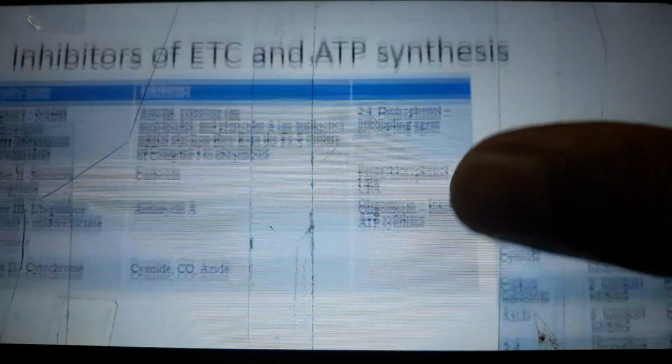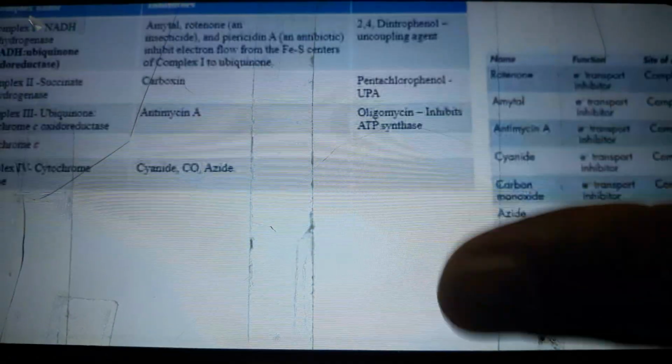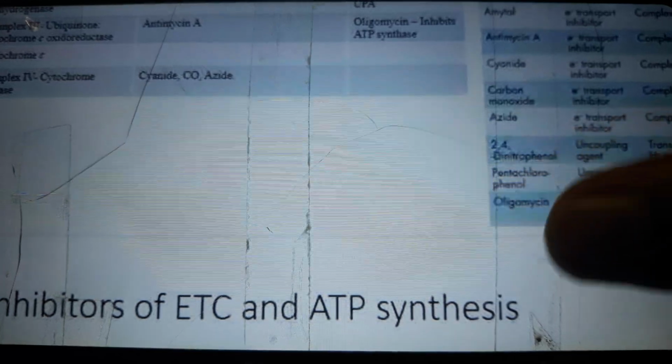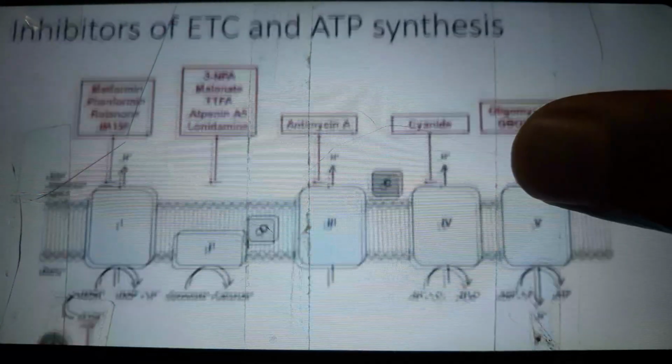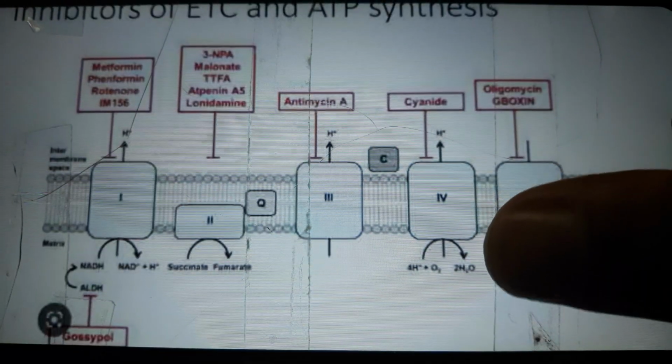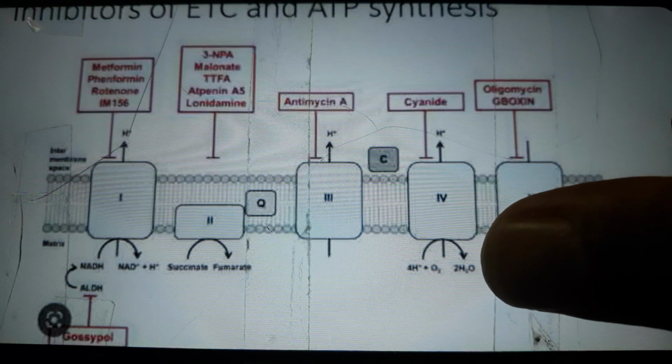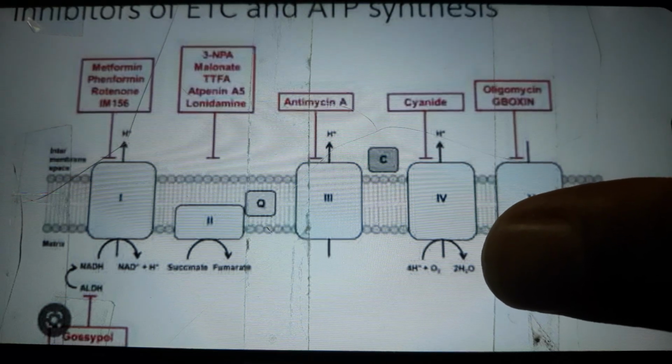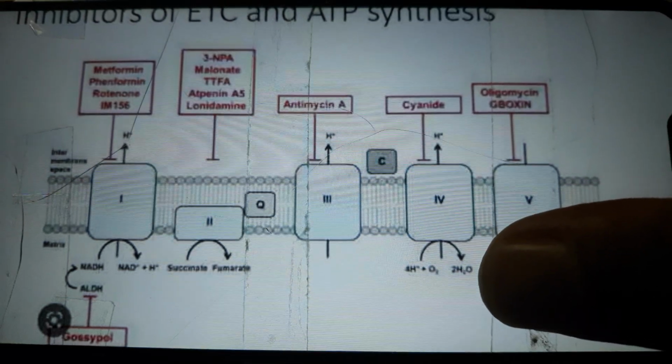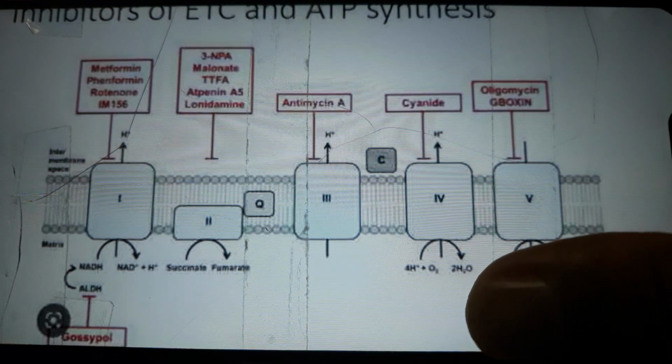Inhibitors of the electron transport chain and ATP synthesis. Complex name and inhibitors: metformin, phenformin, rotenone, amytal, malonate, TTFA, antimycin A, cyanide, oligomycin.